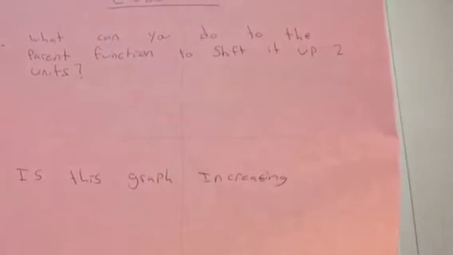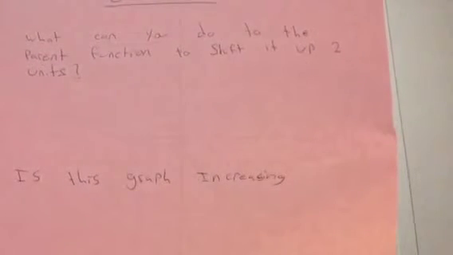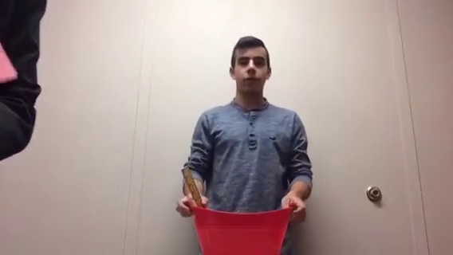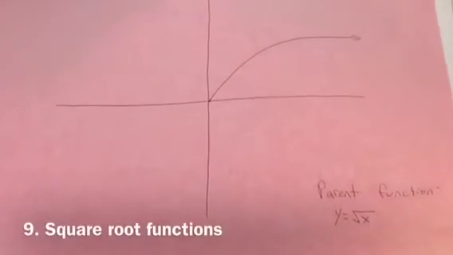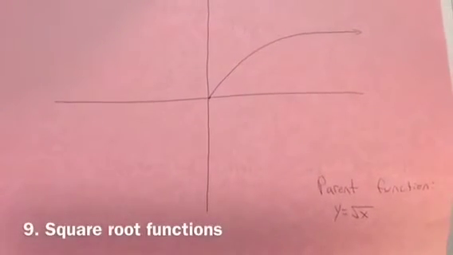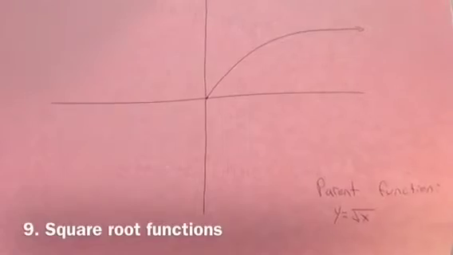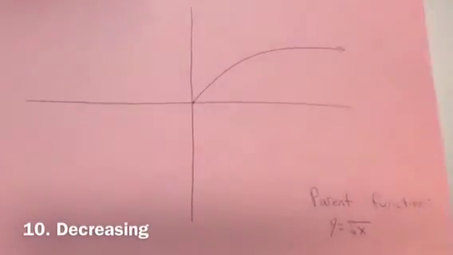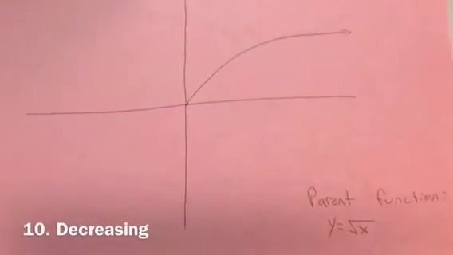The second question, is this graph increasing? The answer is yes. The next ingredient we're going over is the square root function. The square root function is growing fast at first, then slows down. In this function, the x is square rooted. The last ingredient we need is decreasing. Decreasing is when a graph's values get lower and lower.